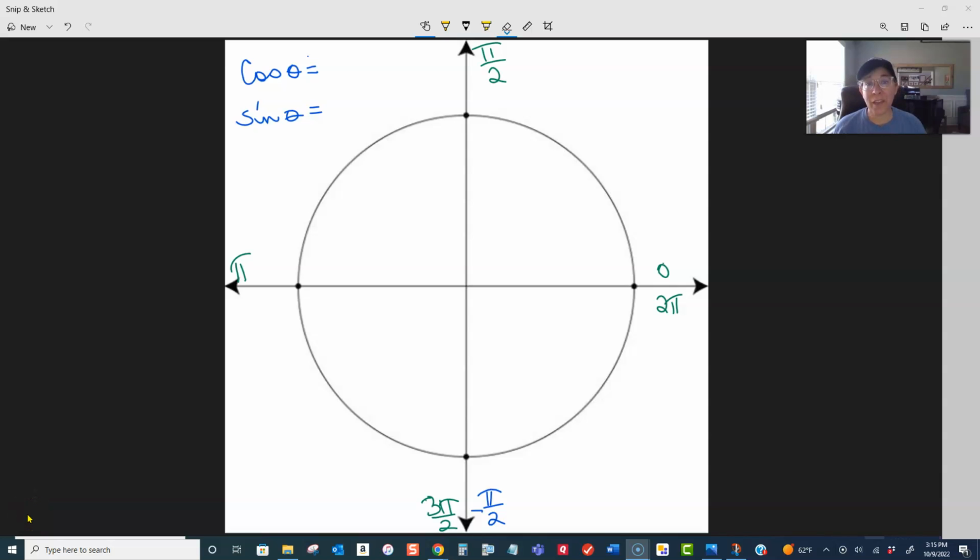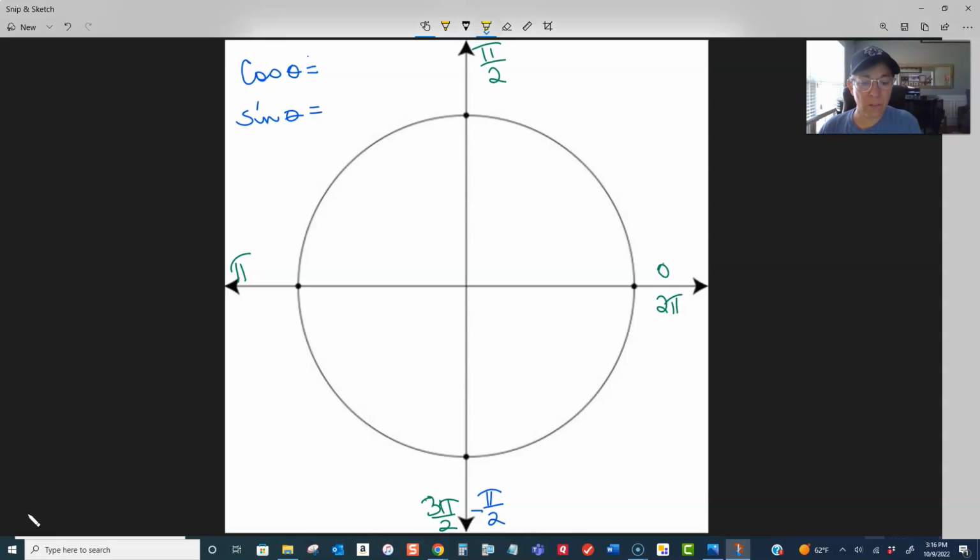All right, guys, this is kind of a challenge homework problem where you're going to use your knowledge of inverse functions and your knowledge of trigonometric functions to try to figure out what the domains would be for inverse trig functions. But here's a little bit of a setup. So here's the unit circle.